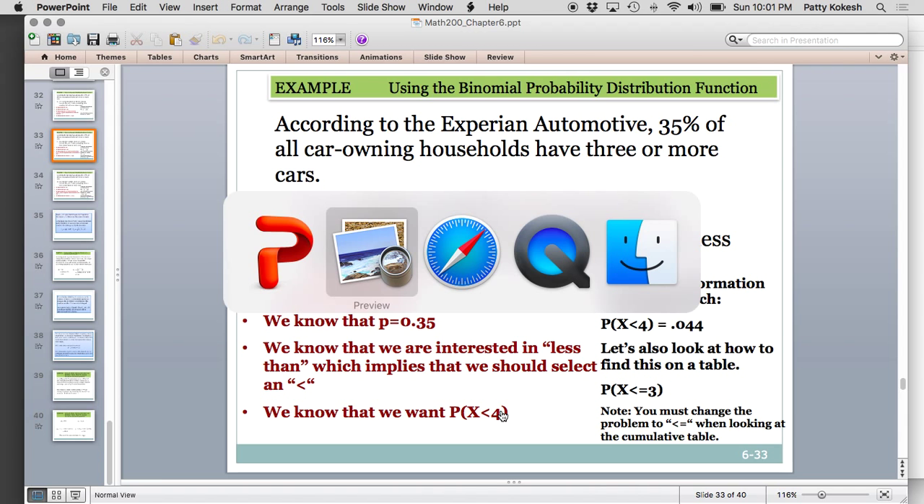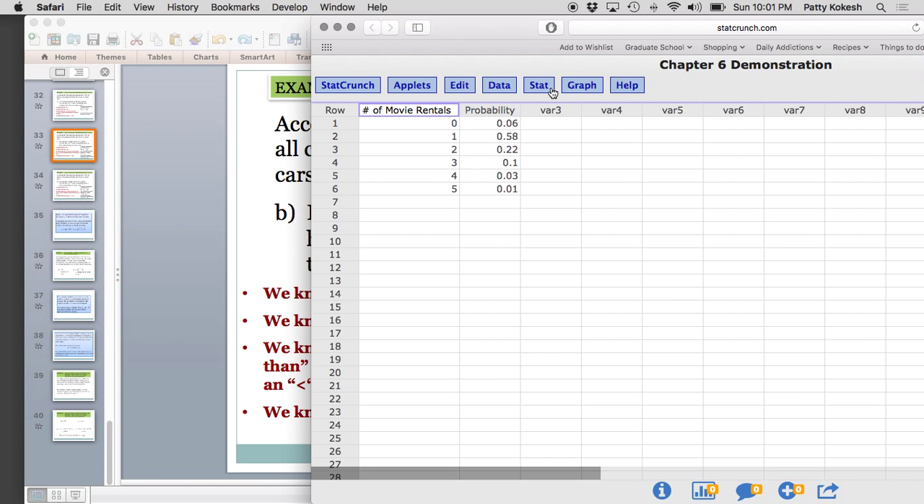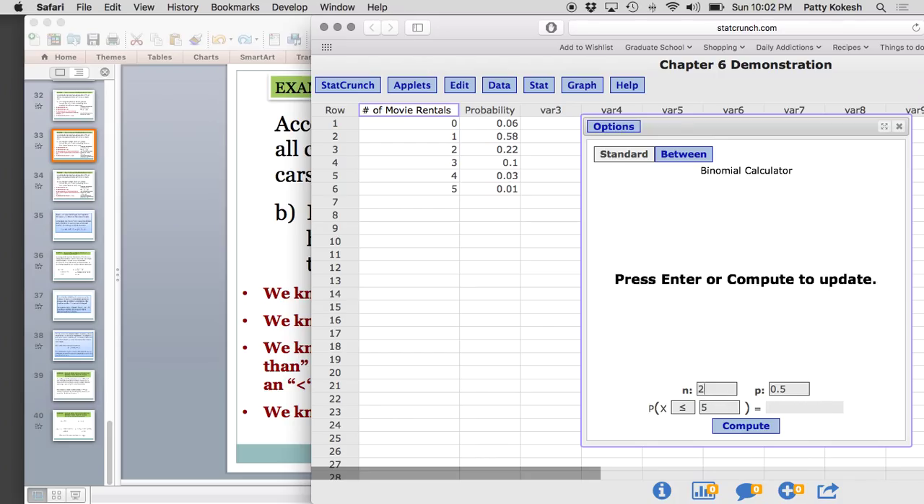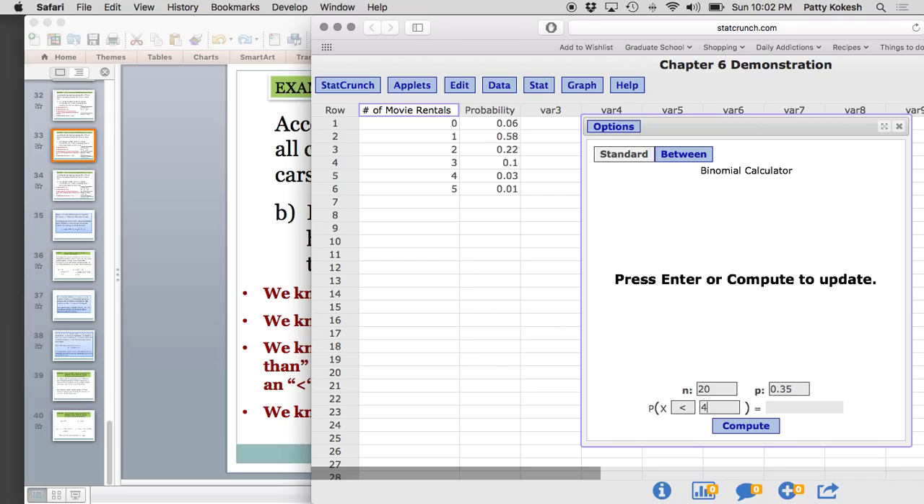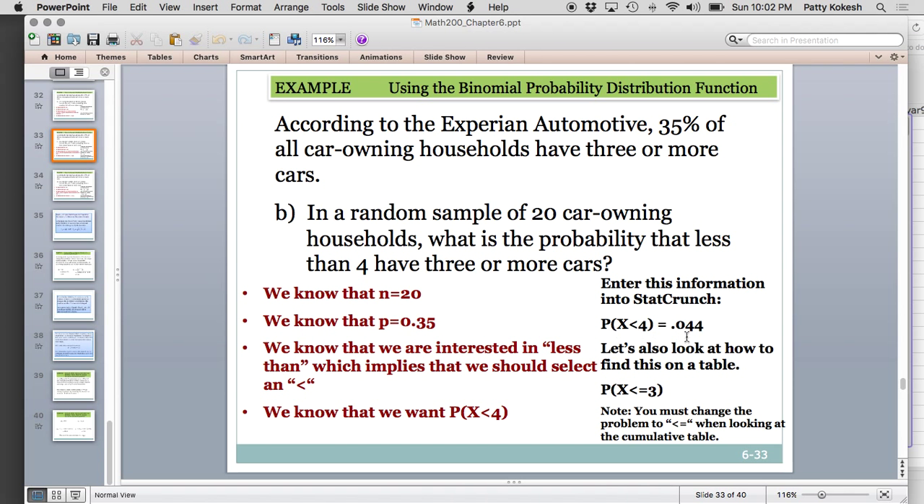So I'm going to go back to StatCrunch for a minute. I'm going to close out of this binomial calculator, although I could have just left it open. I'm going to go to Stat, Calculators, Binomial. I have 20 observations or 20 trials, probability of success of 0.35, and I want the probability that x is less than 4. If I do this, I get 0.044, which is the value that I've typed here.